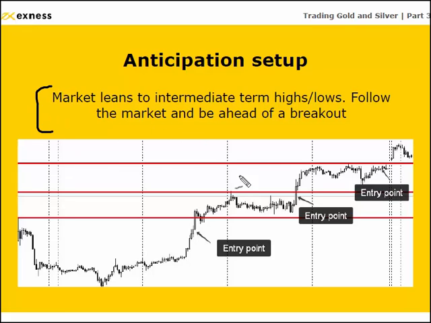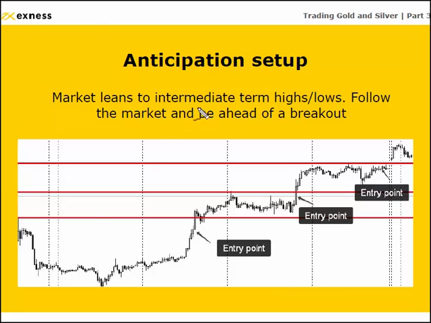Anticipation setup occurs when the market leans to an intermediate-term high or low. It might even be a short-term high or low, it doesn't matter. So in case you are working with a short-term extreme, make sure that you're working in the direction of some large or long-term trend.